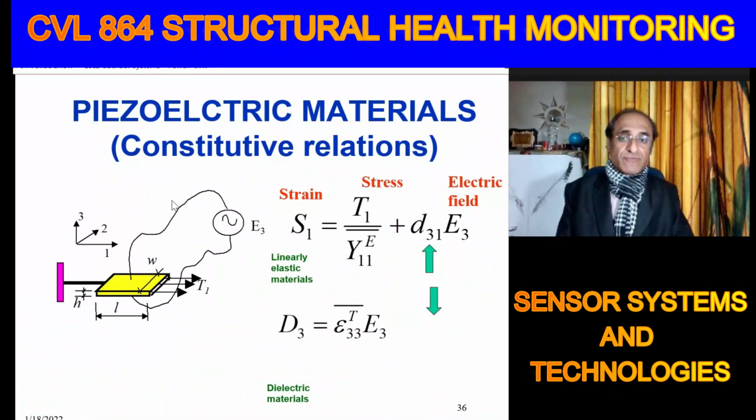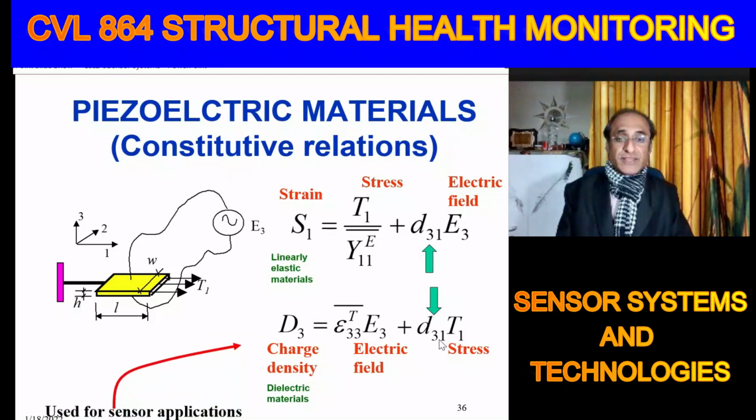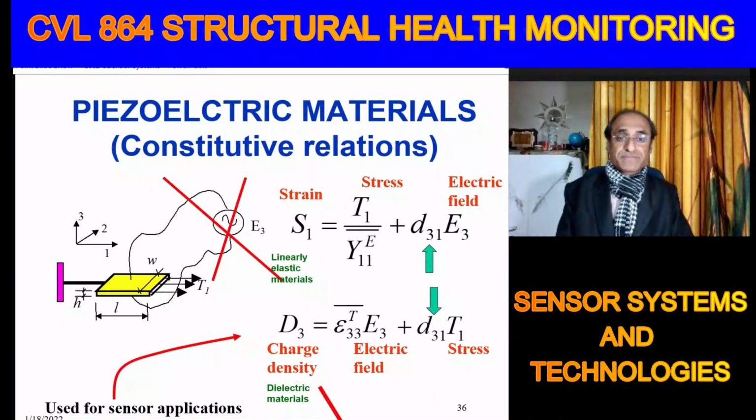You are applying an electric field, so what will happen? Charges will accumulate. But then there will be another effect: because we are applying some stress, stress will also give rise to charges, and the expression is this. Again we have to multiply the stress by the same conversion factor D31. So now what is D31 called? D31 is basically called the piezoelectric strain coefficient.